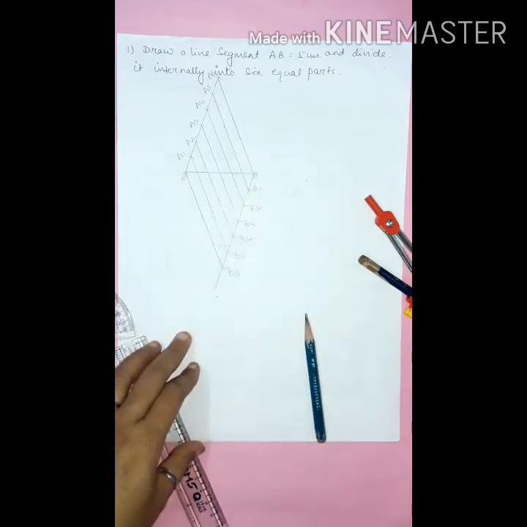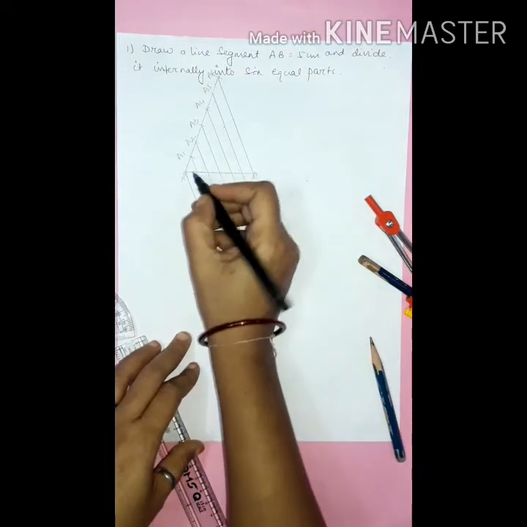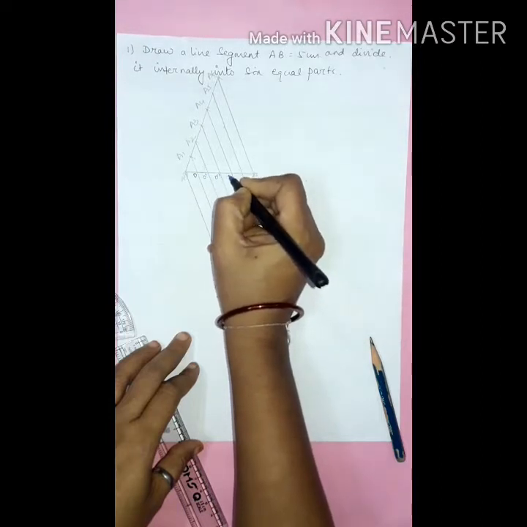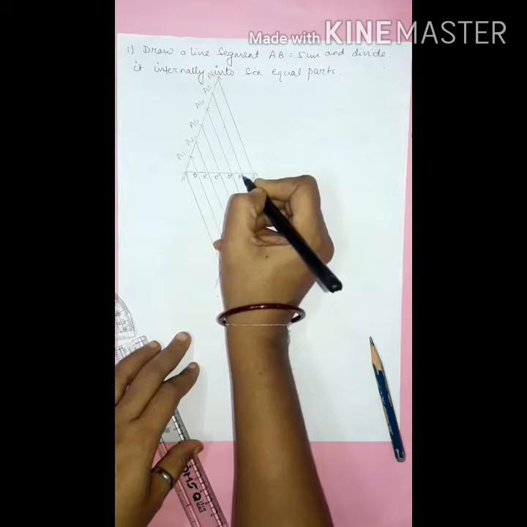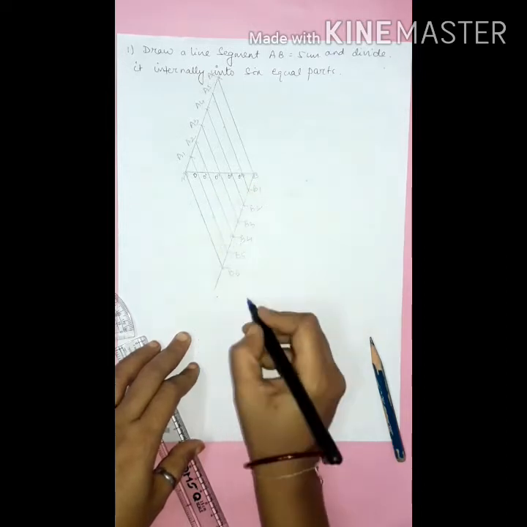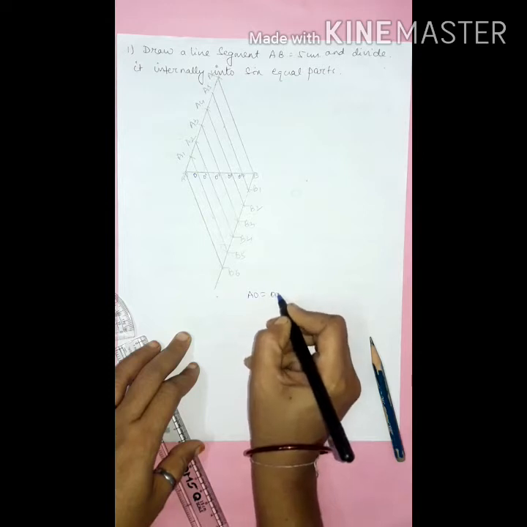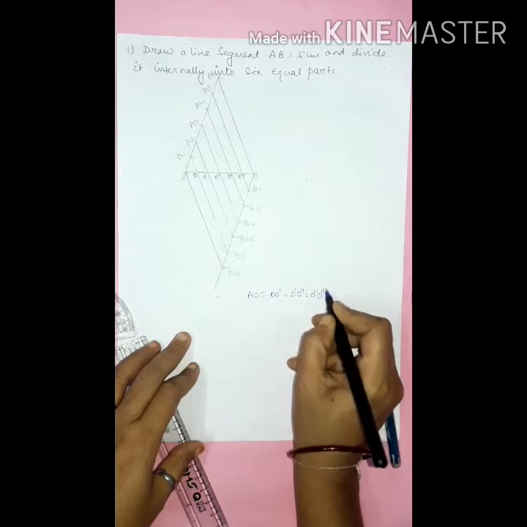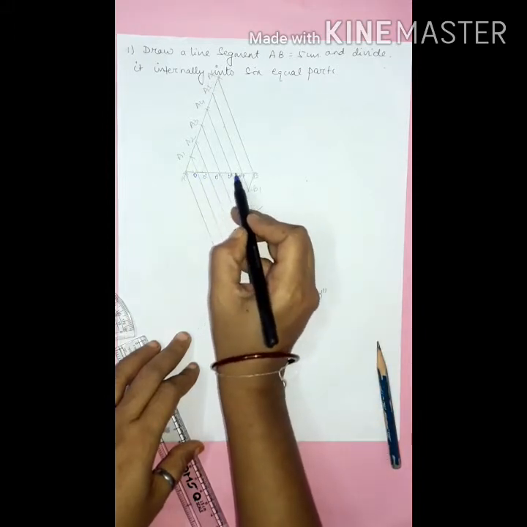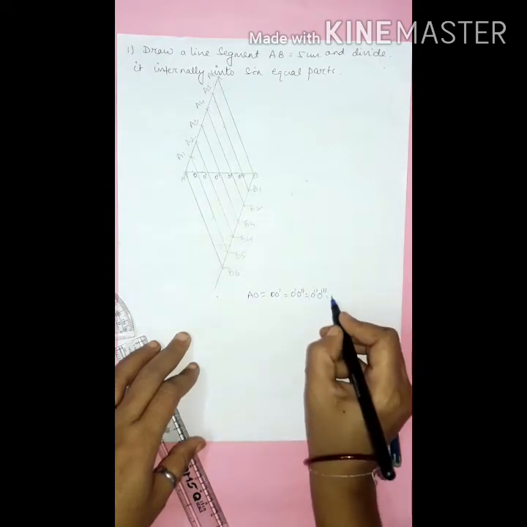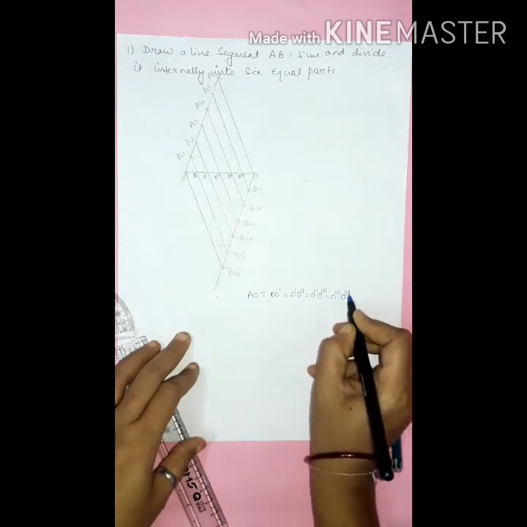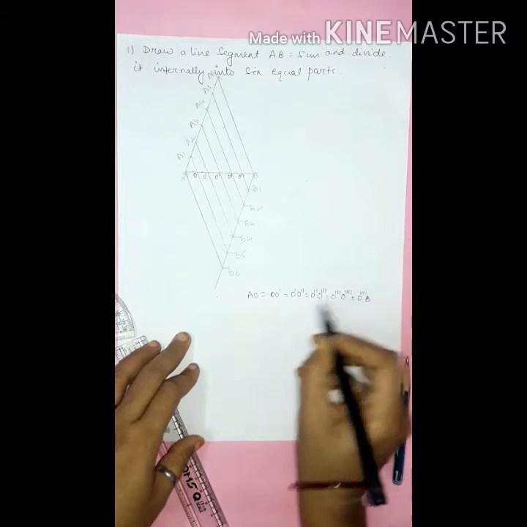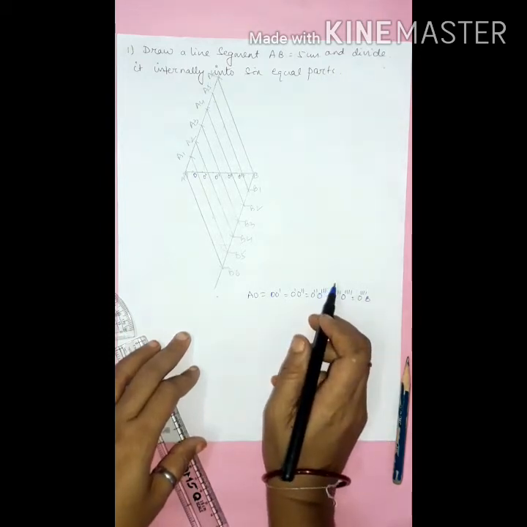So what are the equal parts here? You have to write it down here. Make this O, O dash, O double dash, O triple dash, O fourth dash, like this. Here AO is equal to OO dash, equal to O dash O double dash, equal to O double dash O triple dash, equal to O triple dash O fourth dash, equal to O fourth dash B. This is the solution.